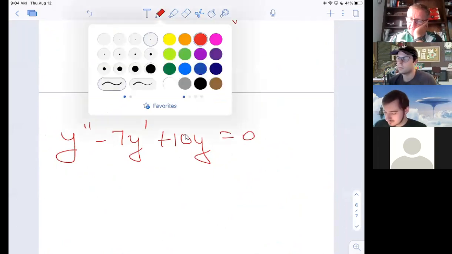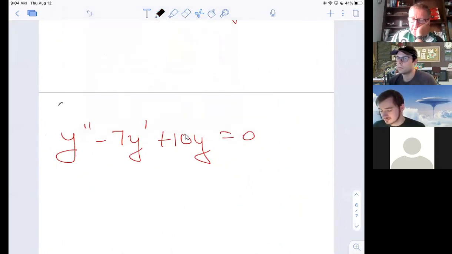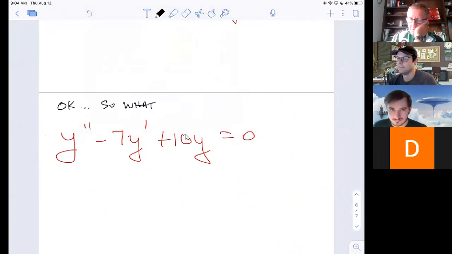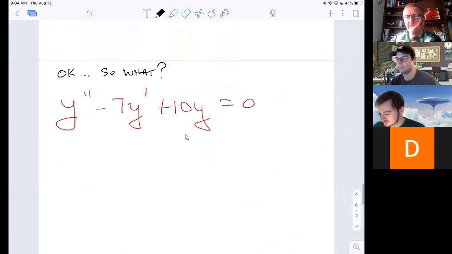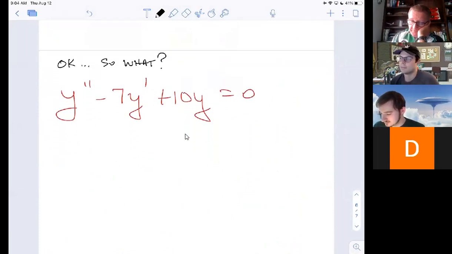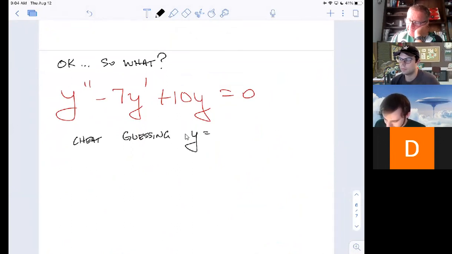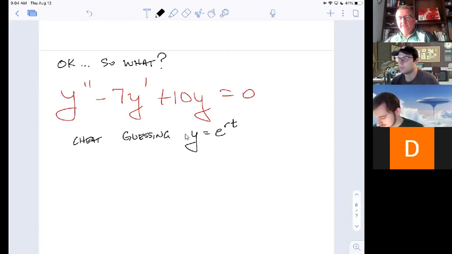So let's title this. Okay. So what? Who cares? What does this do? Now let's first quickly solve this by cheating. We used to cheat by sort of guessing that our function y must be e raised to some power. So maybe it's e to the 5t, maybe it's e to the 7t.